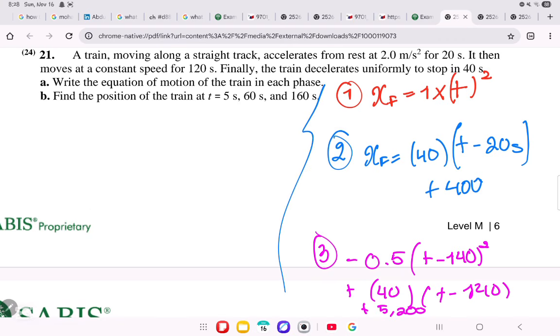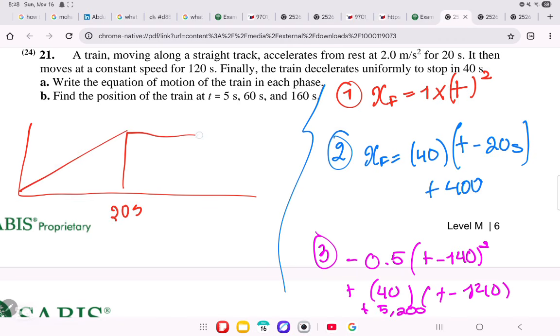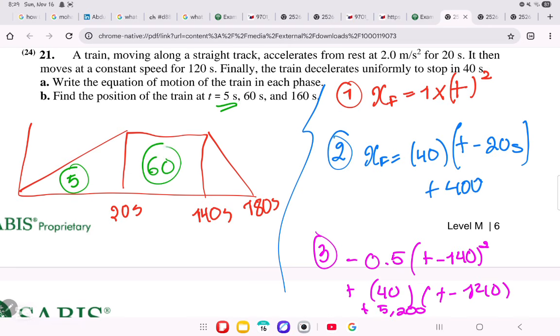Find the position of the train at 5 seconds, 60 seconds, and 160 seconds. Do you remember in our graph, what did we have? This was 20 seconds, this was 140 seconds, and this was 180 seconds. Now I need to find for each time in which time interval it is. For example, 5 is in time interval 1. 60 is in interval 2. 160 in interval 3.